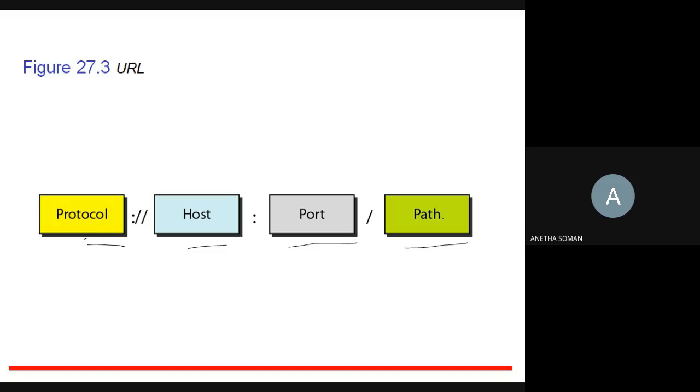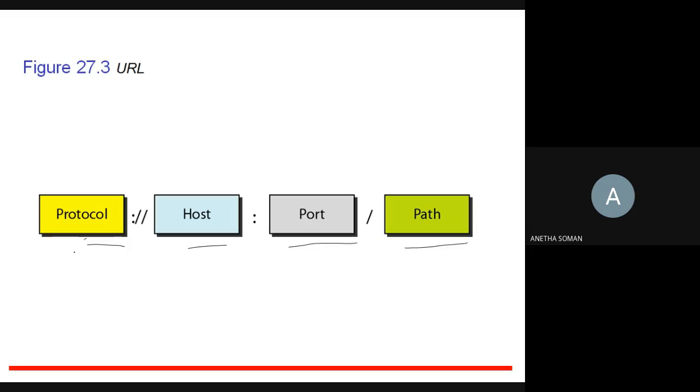So URL is nothing but Uniform Resource Locator. It is a standard for specifying any kind of information on the internet. There are four identifiers you are using in it. One is the protocol, then you have the host, you have the port name and/or the port number, and you have the path.